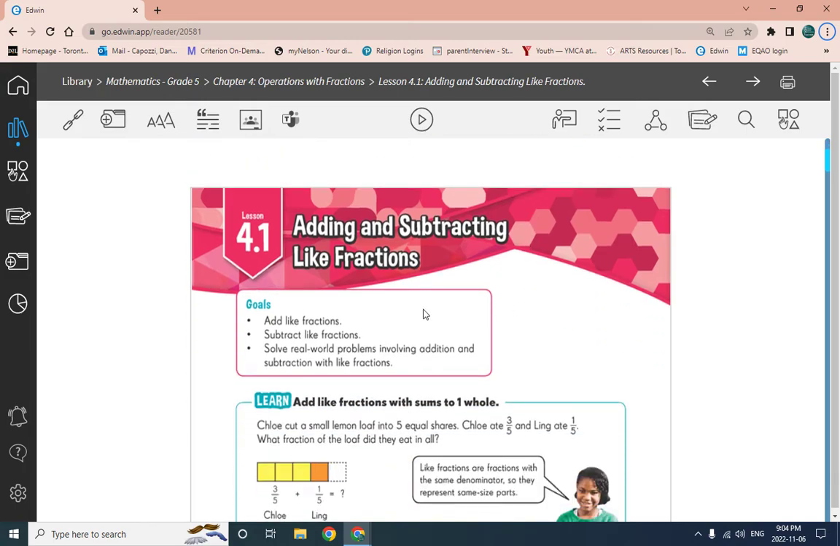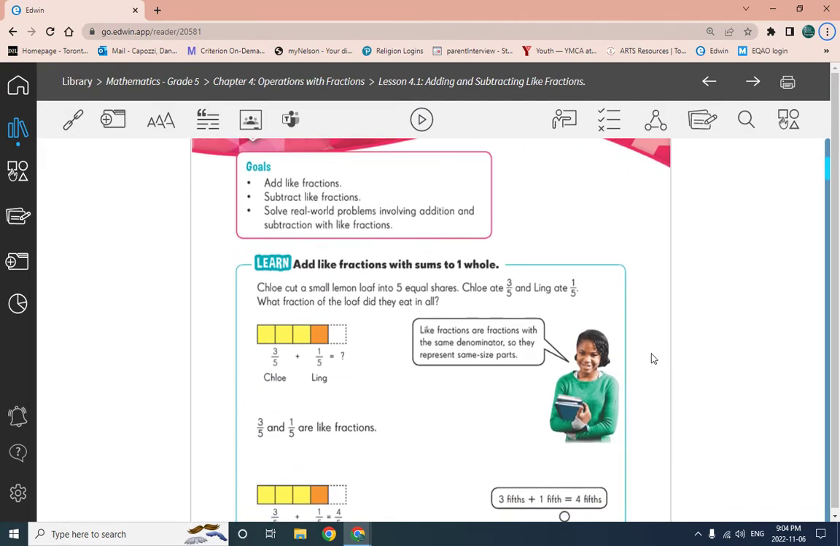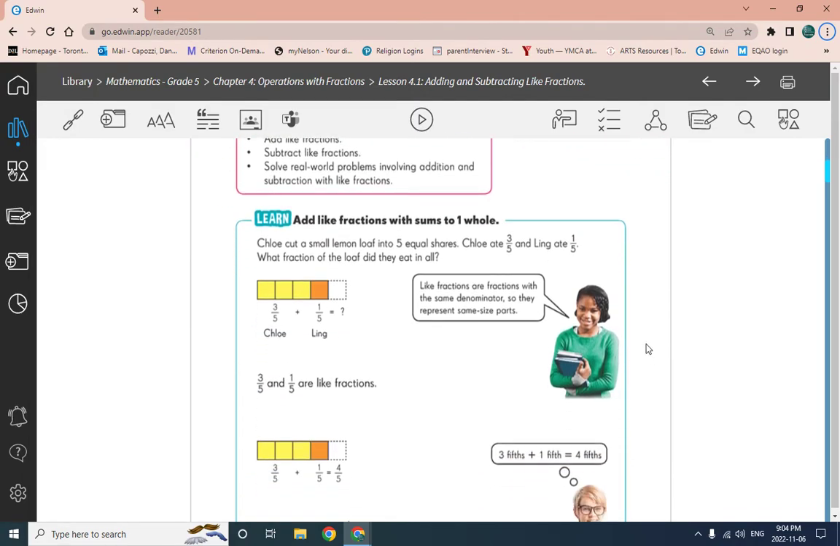Here are our goals for section 4.1. We are adding and subtracting like fractions, but we're also going to be solving real-world problems involving addition and subtraction with those like fractions. As we learned in the previous unit, like fractions are those fractions which have the same denominator.